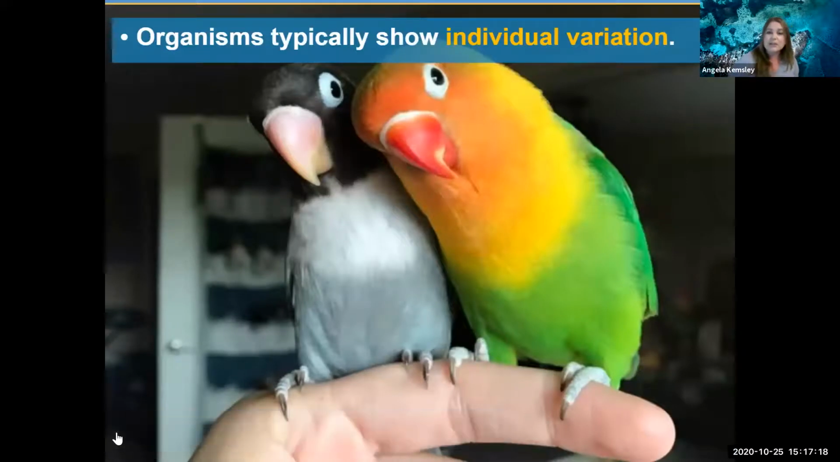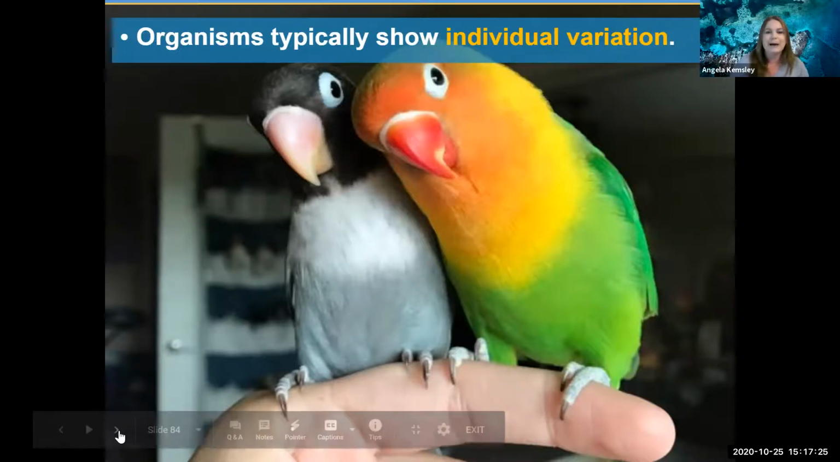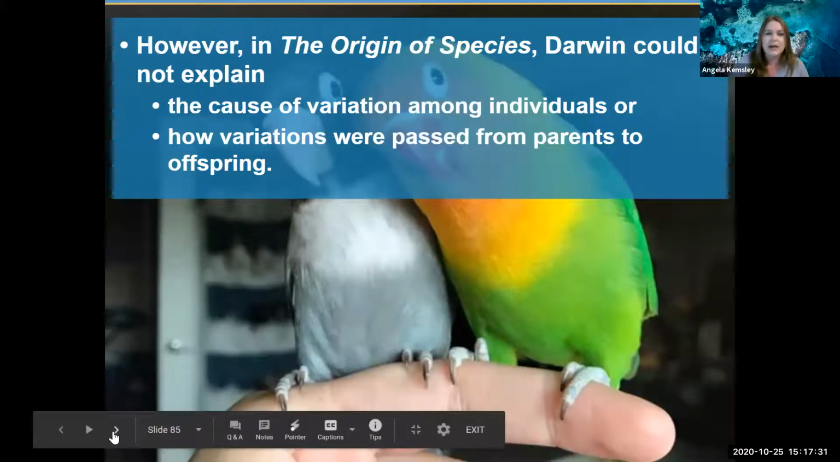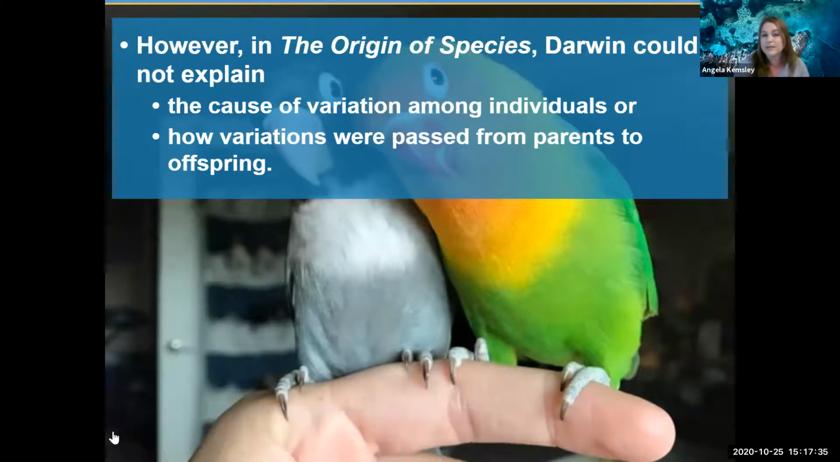So organisms typically show individual variation. That's the idea that we're all genetically different from one another for the most part. And so not only are they going to look different, their genetics are going to be different as well. Now, however, in The Origin of Species, Darwin could not explain the cause of this variation among individuals and how those variations were passed from parents to offspring.